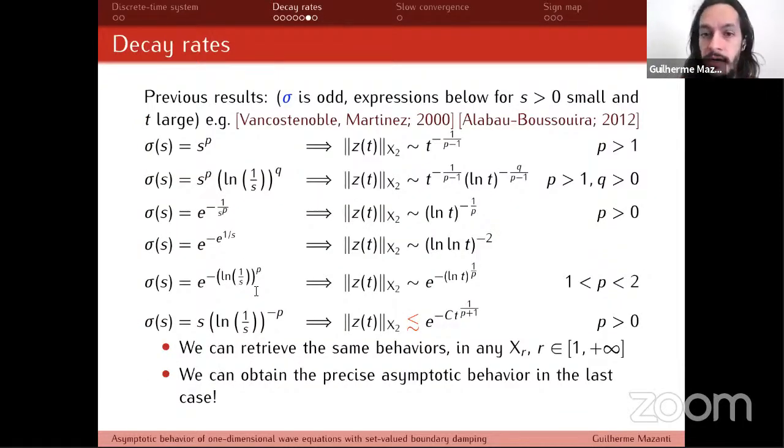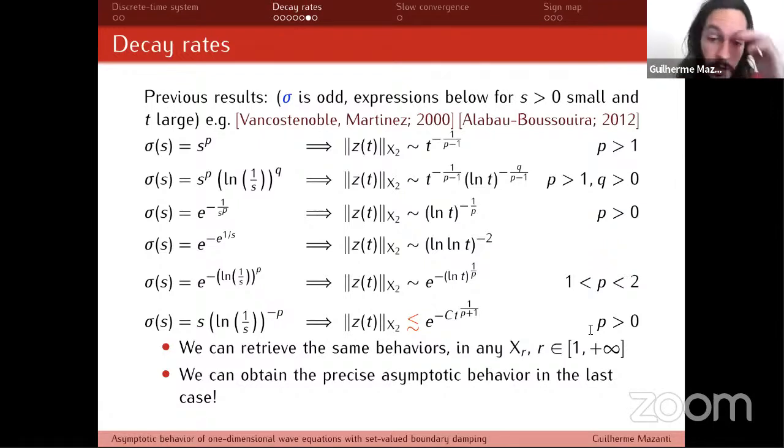Now, just to illustrate that, here are some results that were previously given in the literature in the case of boundary dampings that are given by functions. For very different kinds, for the polynomial case, polynomial with some additional terms, exponential of minus one over s to the power p and so on, there were previously asymptotic behaviors given in the literature that describe how fast solutions converge to zero. What we can show is that with our formalism, we can get all of these results, but we can get away from the energy space X2 here and work in any Xp or Xr with r between one and plus infinity, including plus infinity.